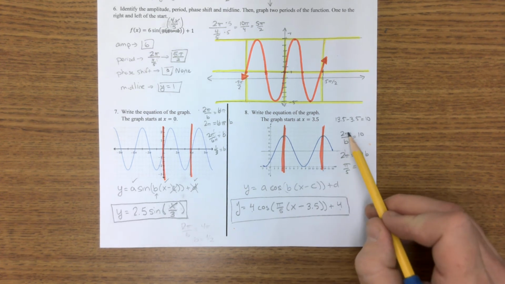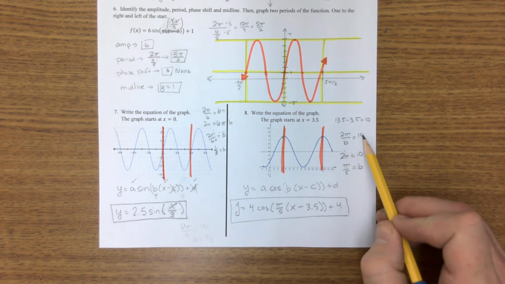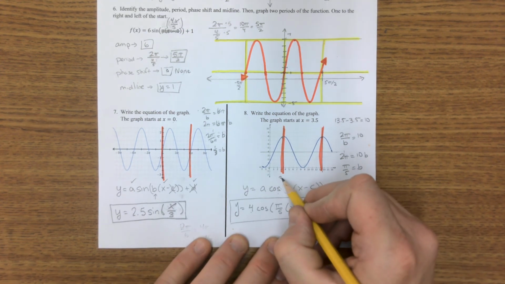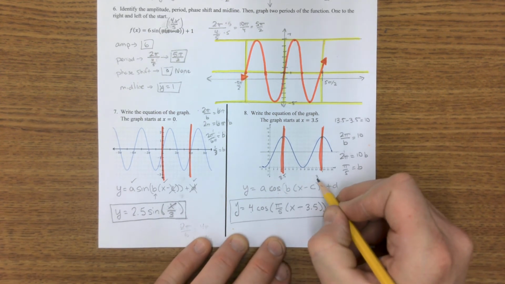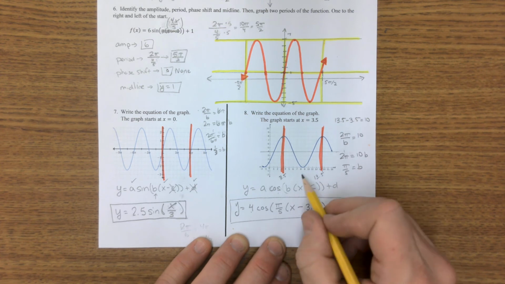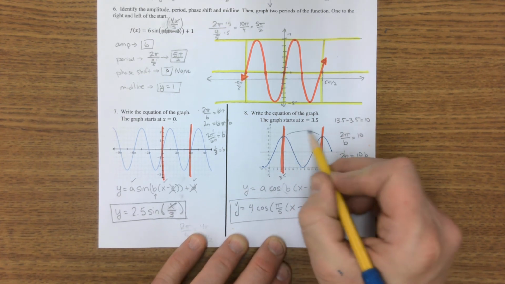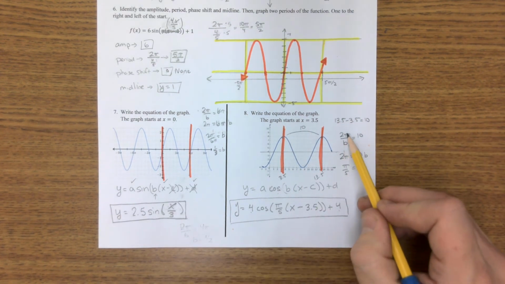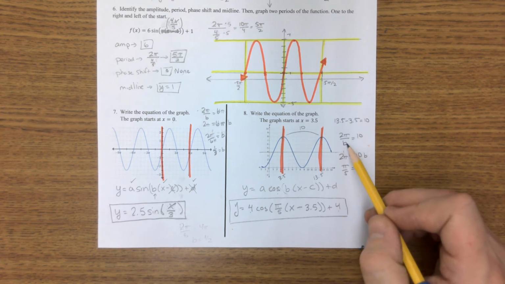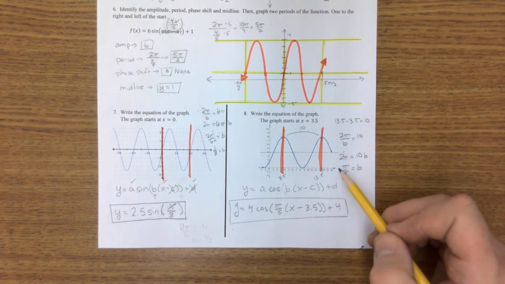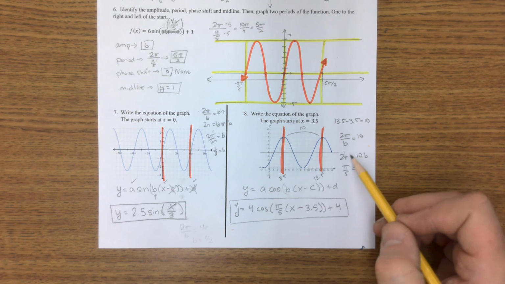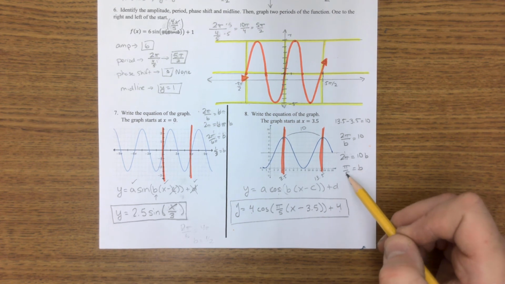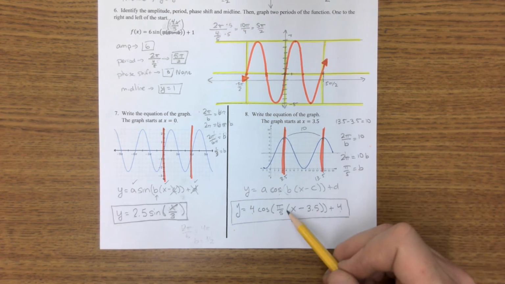Well, 2 pi divided by b is the period. And this graph goes from 3.5 to 13.5. That's 10. So this length right here is 10. 2 pi divided by b is 10. Multiply this over. Divide this over. You have 2 pi over 10. 2 over 10 is 1/5. Pi over 5 goes there.